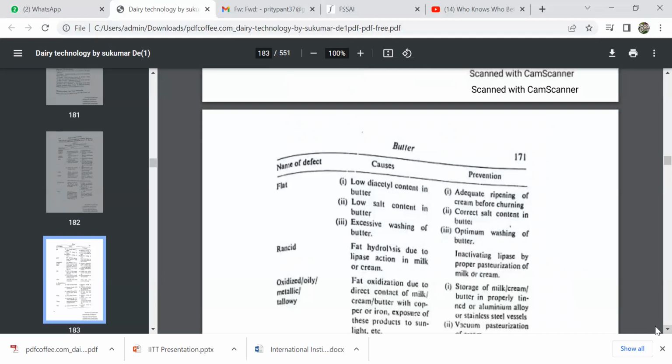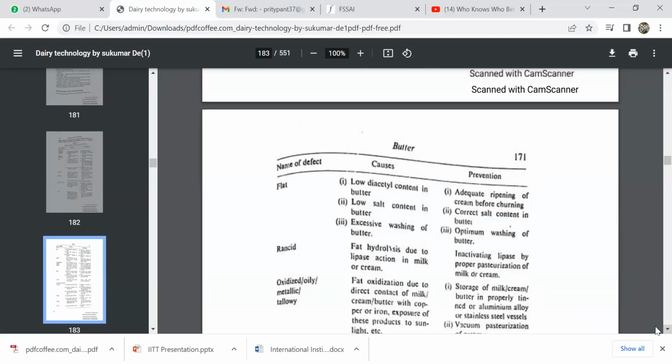Next is a flat flavor. It is due to low diacetyl content in butter, low salt content in butter, and excessive washing of butter. तो जितने ये जो terms हैं, washing, ripening, ठीक है, इन सबको मैं next video में explain करूंगी. तो flat flavor defect को check करने के लिए adequate ripening of cream before churning is required, correct salt content in butter is required, and washing should be optimum. Washing of butter should be optimum.